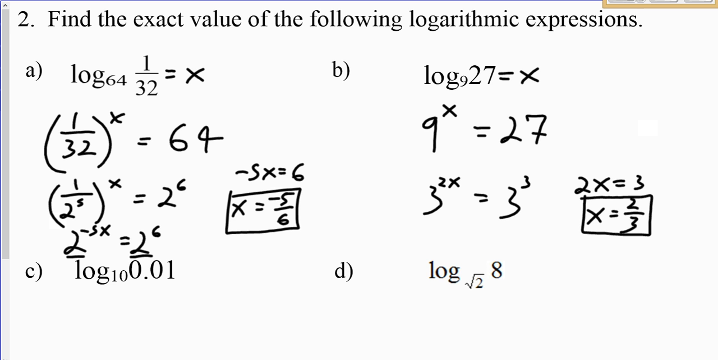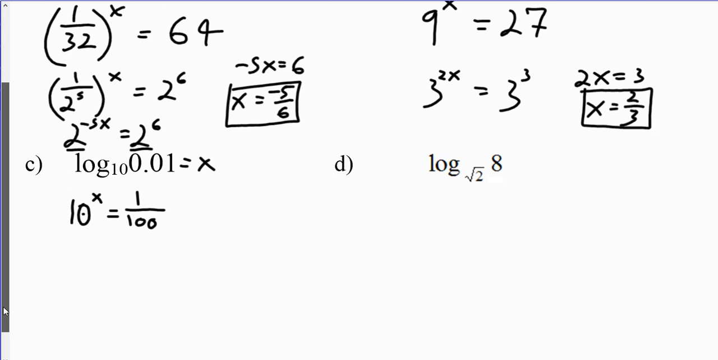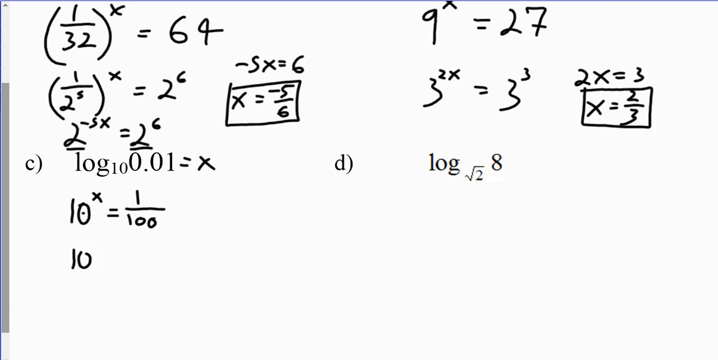Okay. On c, I want to write this as 10 to the x, so this is equal to some x. 10 to the x is equal to 0.01. I want to think of this as 1 over 100. So then from there, 10 to the x is equal to 1 over 10 squared, and 10 to the x is equal to 10 to the negative second. So x is equal to negative 2.